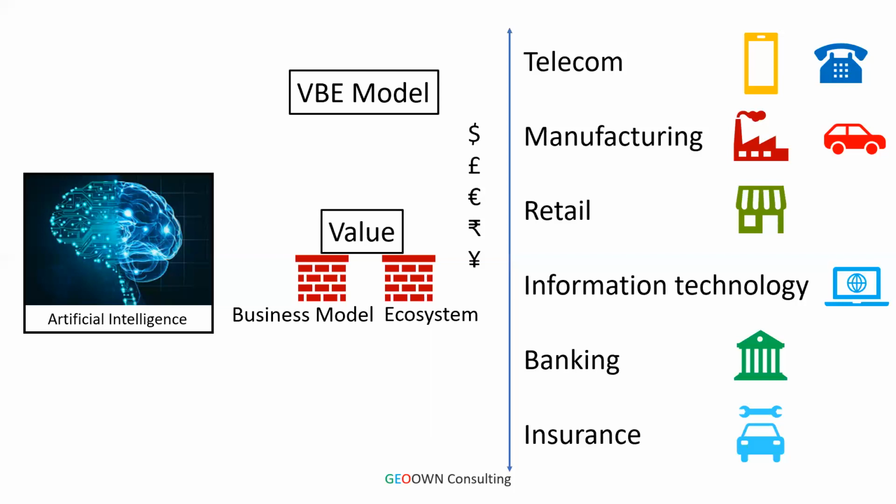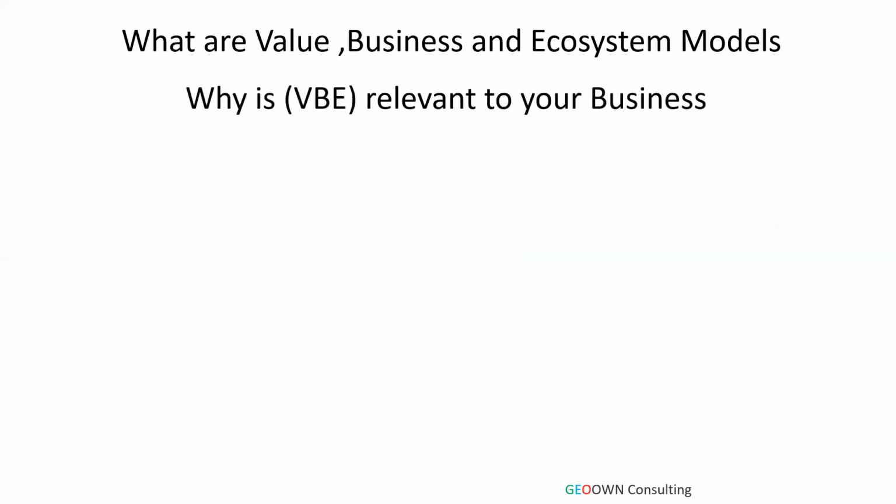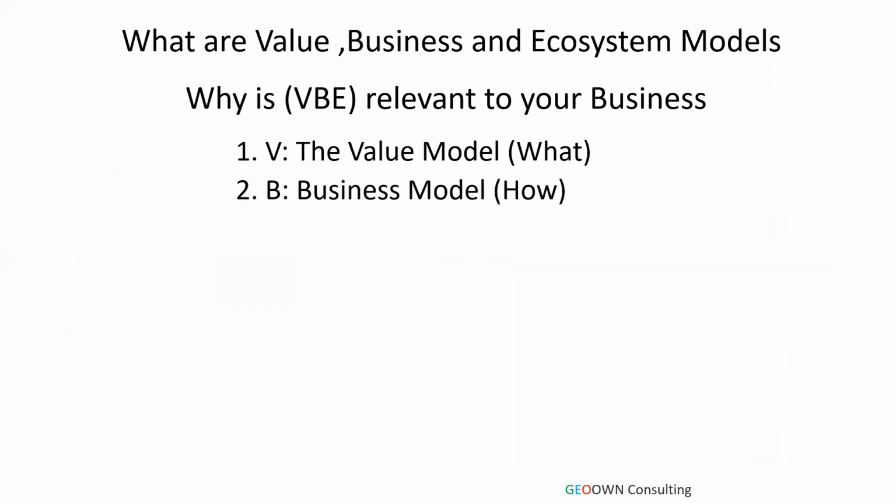So let's look at what the VBE model is and what its relevance is to your business. V stands for value. Your business exists to deliver value. It is what the customer pays you for. The B stands for business model, which is how you deliver this value. And E stands for the ecosystem, or who, which is the environment which delivers and sustains this value. This is the VBE model.